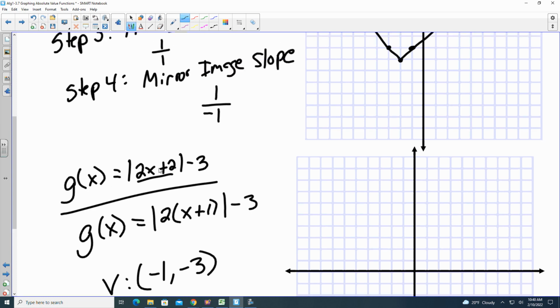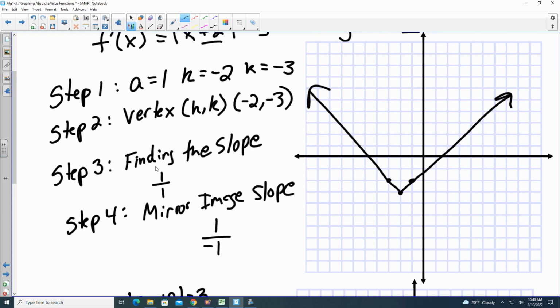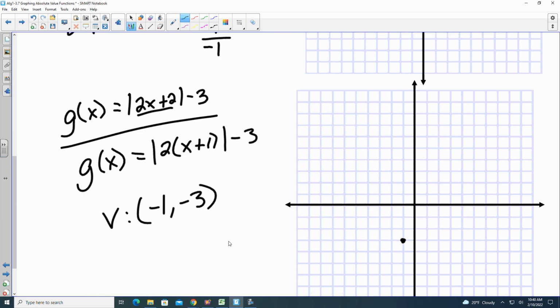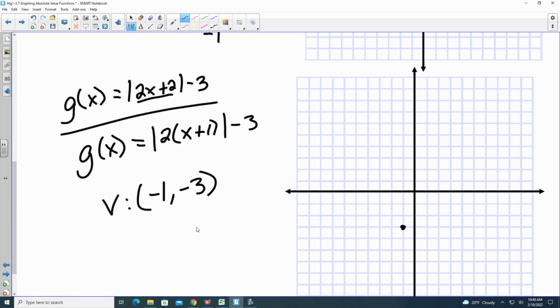Now, unlike what we did up here with steps 1 through 4, my slope in this particular one is actually going to be the reciprocal of what is inside our absolute value. So 2 is the value that is on the inside of the absolute value. That means the fraction is going to be flipped, so it's going to be 1/2.